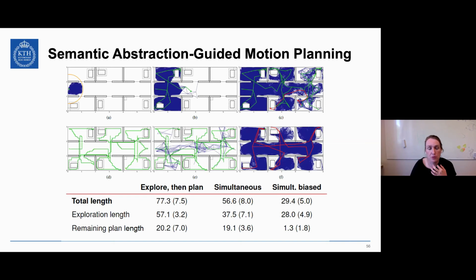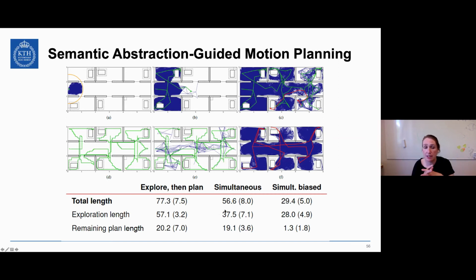And if we look at our results, I think that the most important part is being said by the total length of the path. So first, if we explore everything, find out where the bins are, and then plan, the exploration length would be something like 57 units. And then we still need to execute the plan, and we will take extra 20 units to do that.